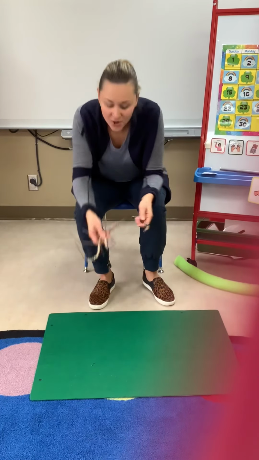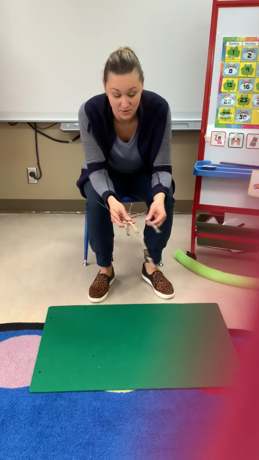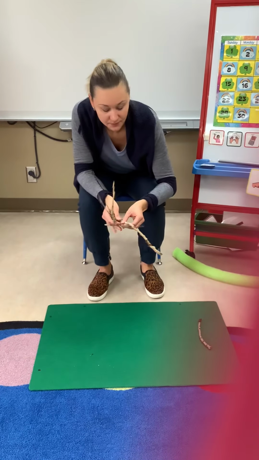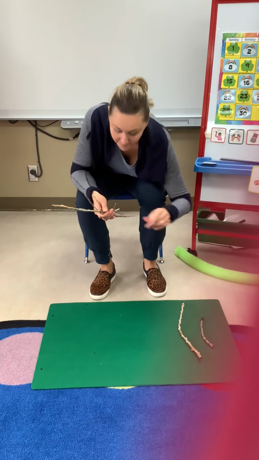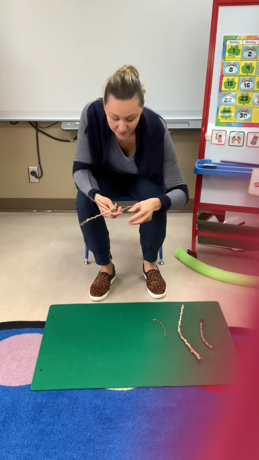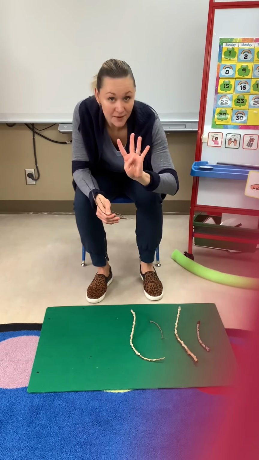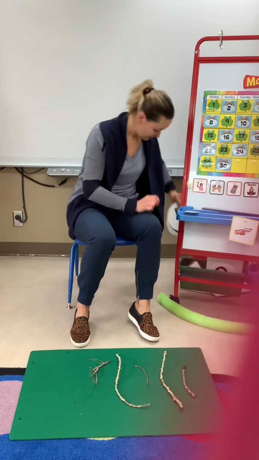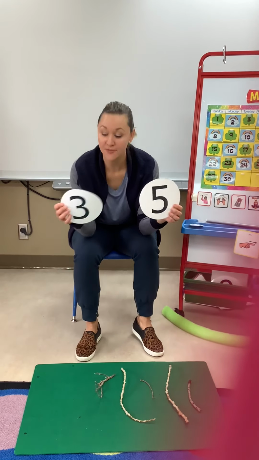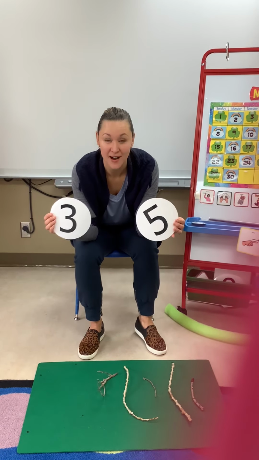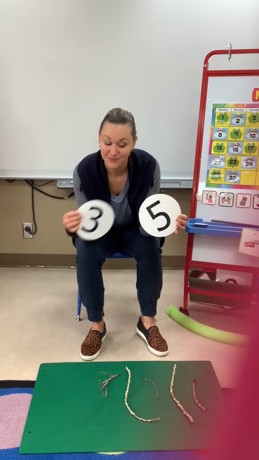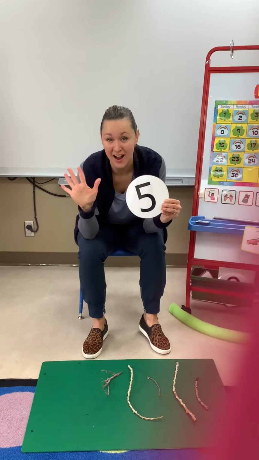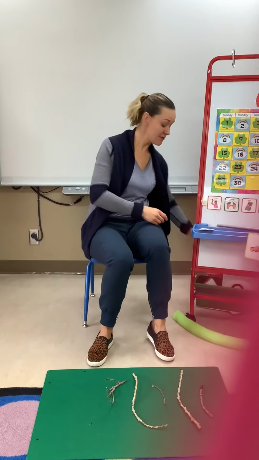So we have some sticks. First, let's count how many sticks we found. Okay? So we have 1, 2, 3, 4, 5. I have 5 sticks. Can you point to number 5 for me? Which one is number 5? Here it is, number 5. And show me 5 fingers. 1, 2, 3, 4, 5. That's right. We have 5 sticks.